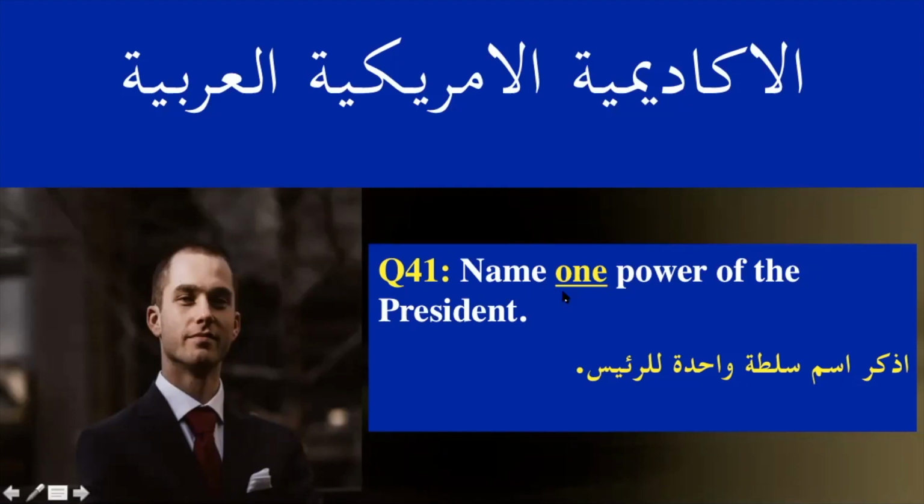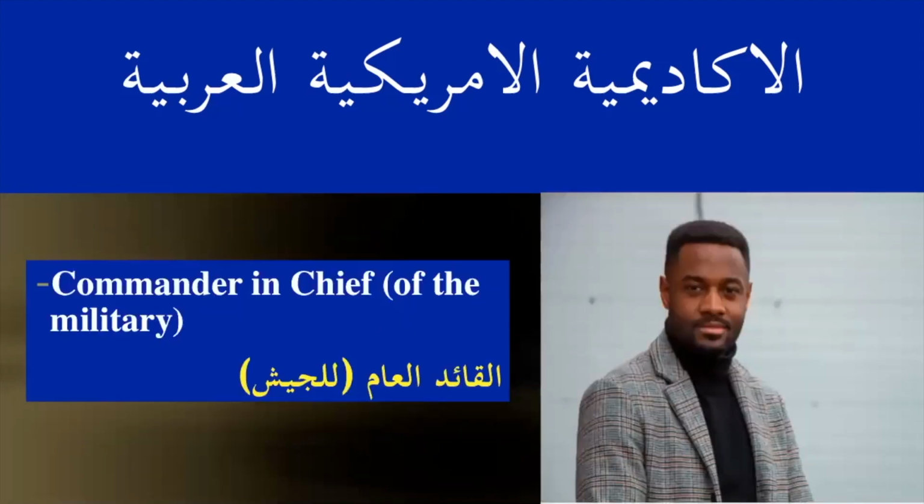السؤال 41. Name one power of the president. اذكر اسم سلطة واحدة للرئيس. الجواب هو commander in chief of the military. طبعا ممكن أن تقول فقط commander in chief، القائد العام للجيش.